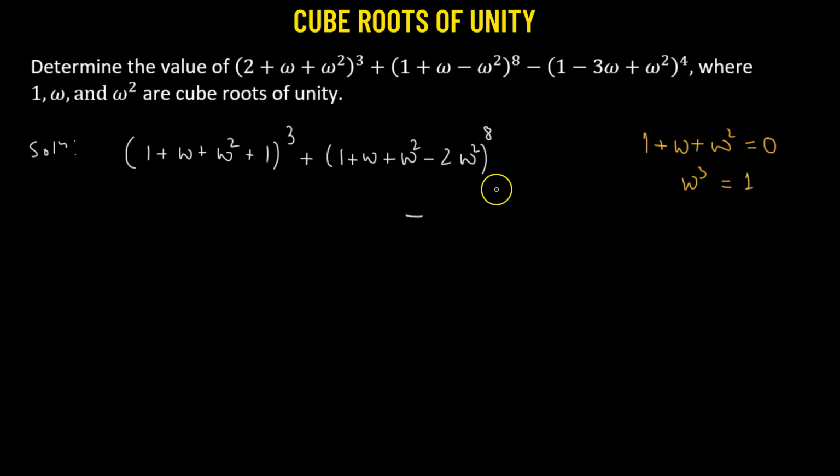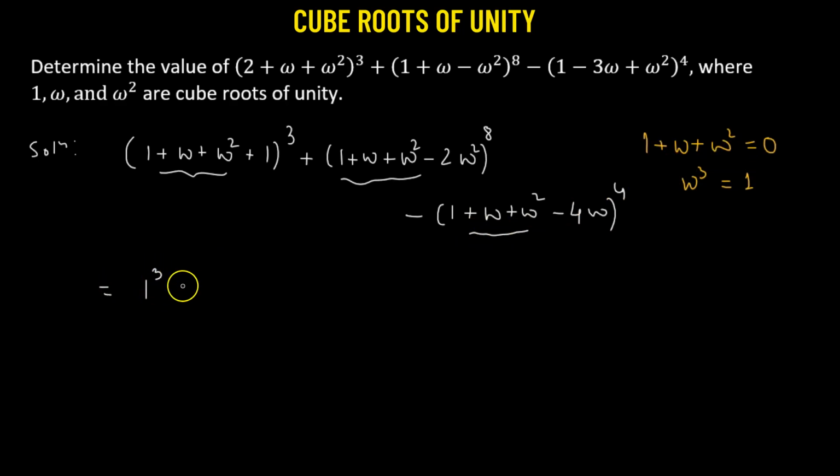So here we have 1 minus 3 omega, so we'll write it as 1 plus omega plus omega squared. And since we have negative 3 omega, we'll subtract 4 omega from omega. So this is raised to the power of 4. This has been done so that we can replace 1 plus omega plus omega squared in each of the three terms with 0. So this gives us 1 cubed plus, here we have negative 2 omega squared raised to the power of 8, minus negative 4 omega raised to the power of 4.